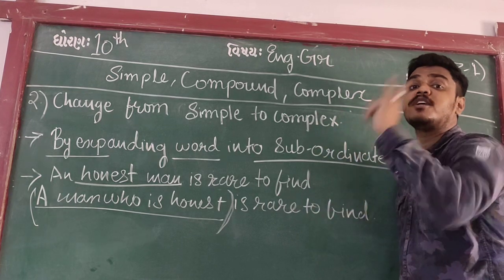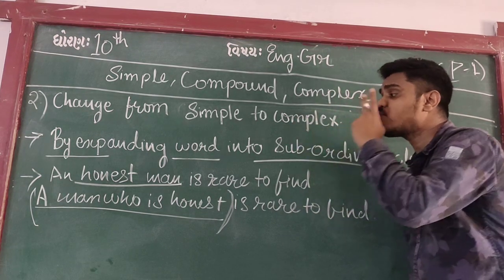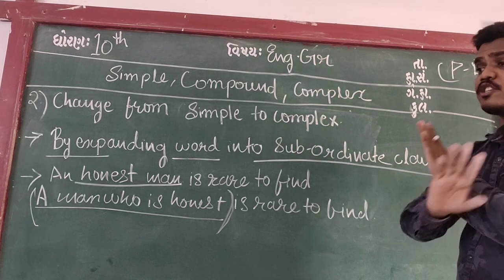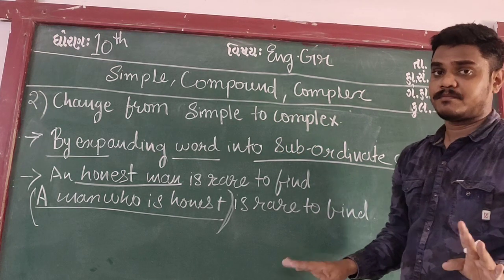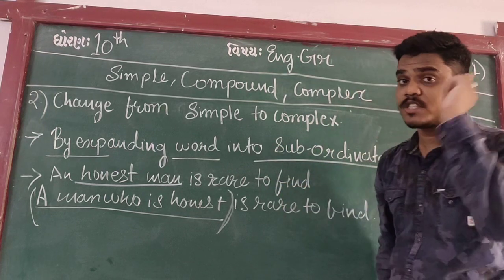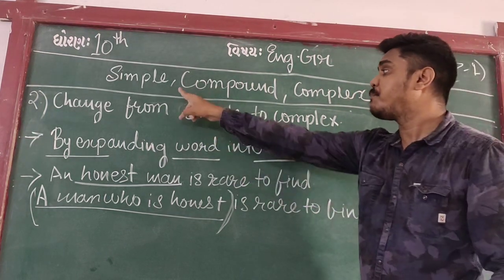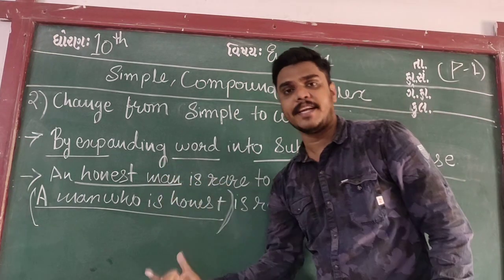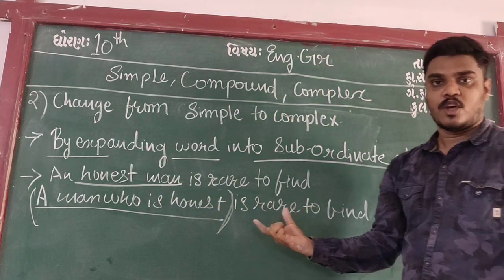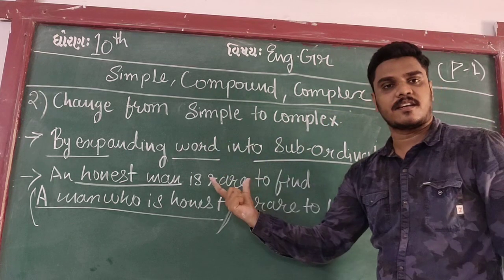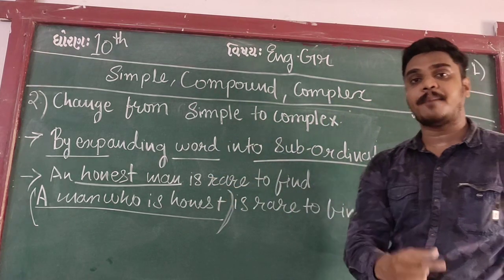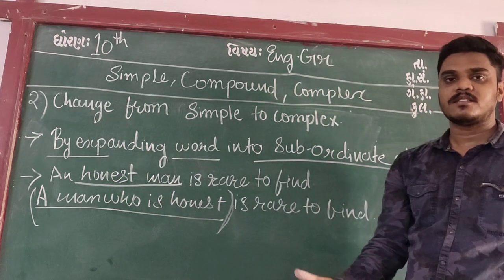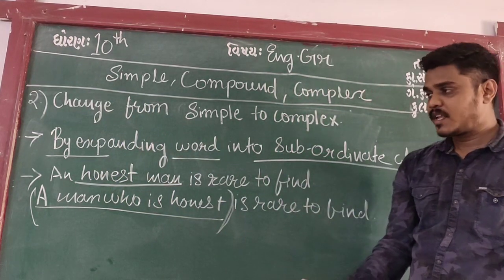While simple to compound, use a conjunction and expand. But in simple to complex, there is no need of a conjunction or anything, just expand the word into a subordinate clause. Like a sport person, how will we expand it? A person who plays sport. Something like that.